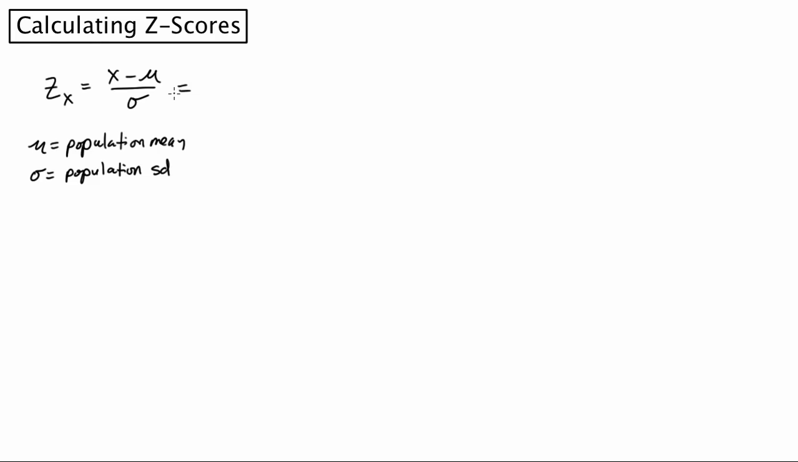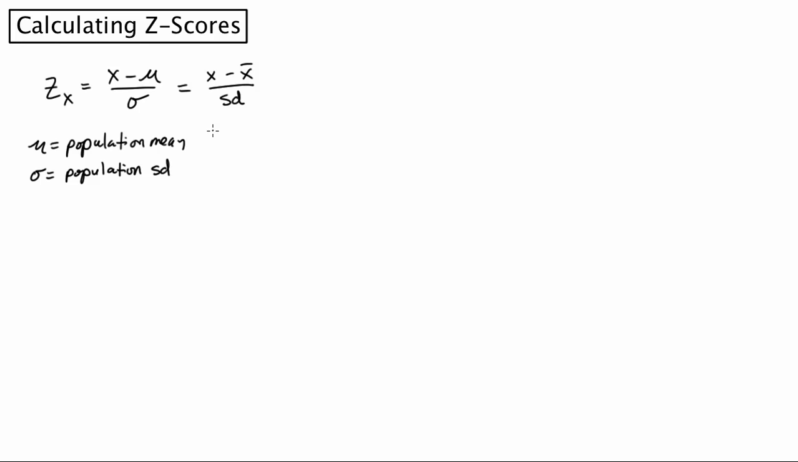Oftentimes we don't have those values. If we did, that would make statistics a lot easier. So a bunch of statistics revolves around sampling and looking at sample statistics. In this case, we replace mu with x bar and sigma with what we've been calling sx, or you could just do sd for short. So it's the exact same symbols in the exact same places. It's just sample statistics versus population statistics.